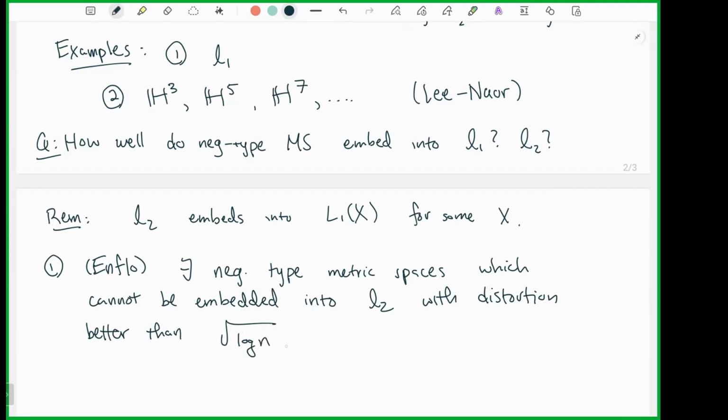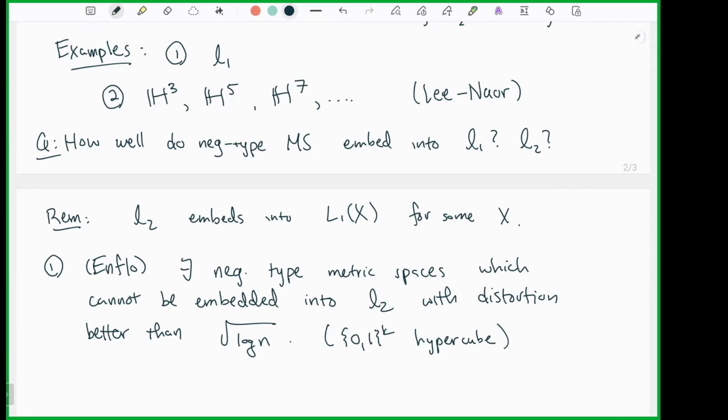The example is the hypercube, {0,1}^k, so n is 2 to the k. And then there's this Enflo type 2 inequality, which is exactly the statement that I wrote here. So the hypercube gives this kind of example, and the hypercube is negative type. Well, it's a subset of L1.